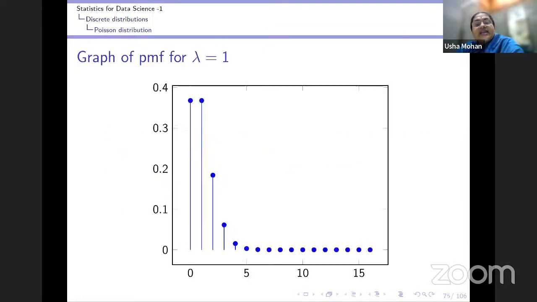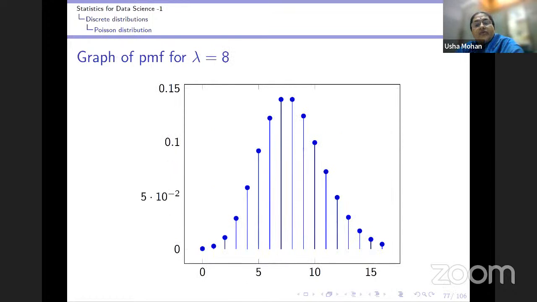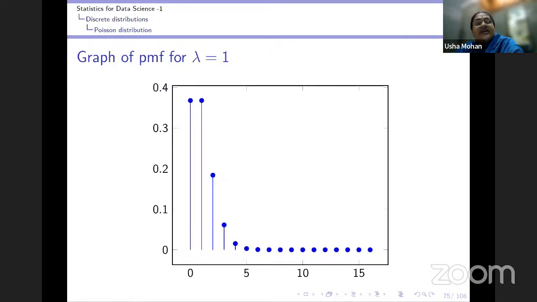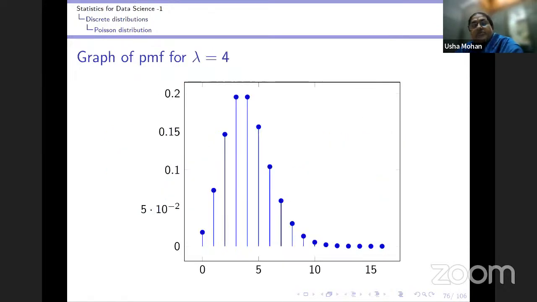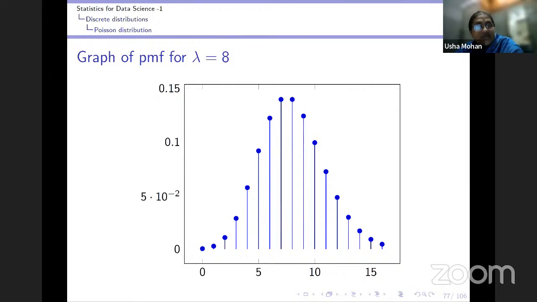So you can see the graph for lambda equal to 1, lambda equal to 4, lambda equal to 8. When lambda is small, the distribution is positively skewed, but as lambda increases, the distribution becomes symmetrical. That is something which you need to understand. Now, what is the expected value of a Poisson distribution?